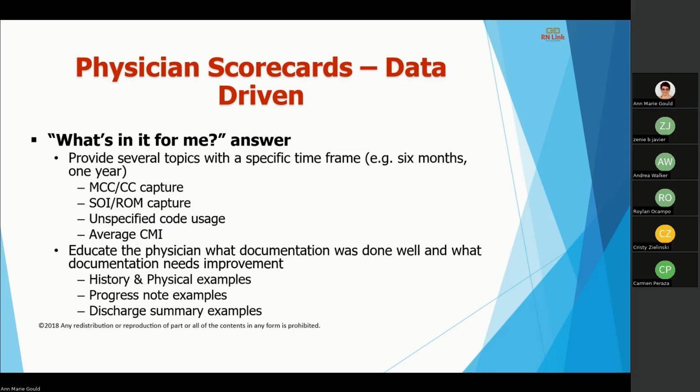And then you want to educate the physician what documentation was done well and what documentation does need a little improvement. You give them some H&P examples, some progress note examples, even discharge summary examples. I mean, I created a presentation for the docs, and I would specifically look at their documentation and say, kudos to you. I gave them a couple gold stars on their documentation that really was definitely right on the money for high quality documentation. Diagnosis specificity.